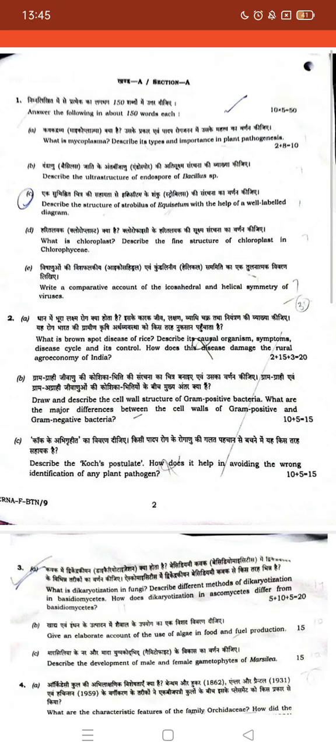Hi guys, today we are discussing the 2022 Botany optional paper mains.